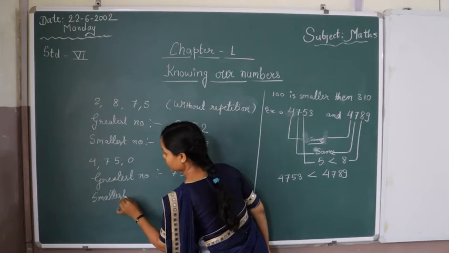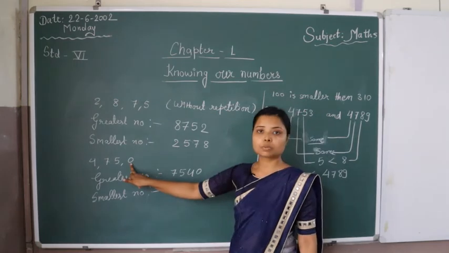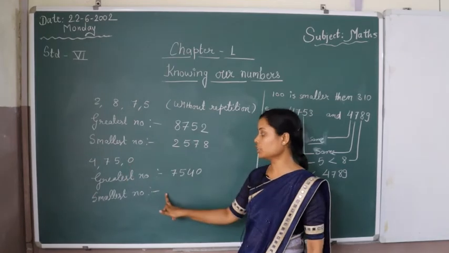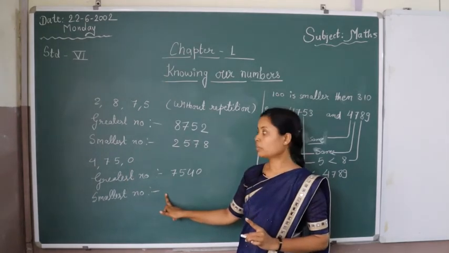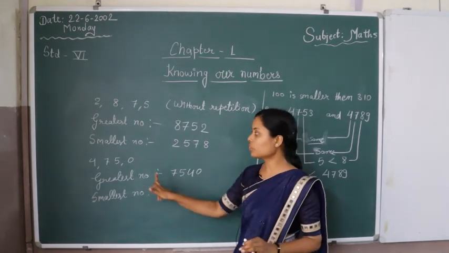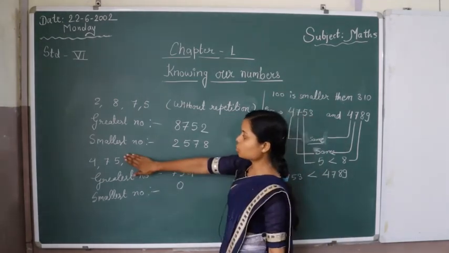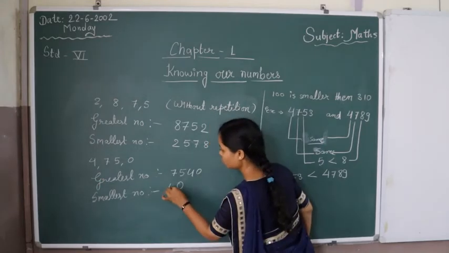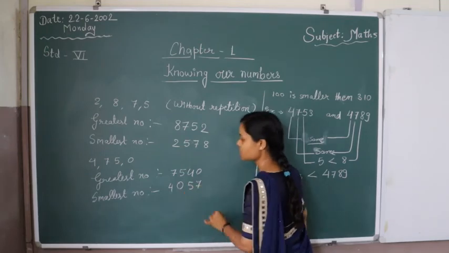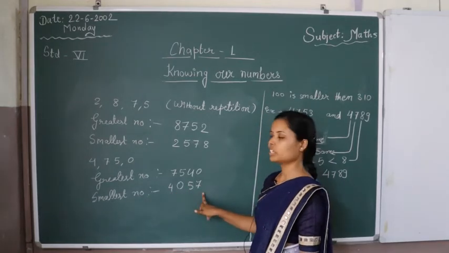Finding the smallest number, one thing is necessary to learn. The smallest digit here is 0, but we can't write 0 in the first place, because when we put 0 in the first place, it has no value. That's why we write 0 in the second place. Excluding 0, which is smaller? 4. So we write 4 in the first place. Then 5 and at last 7. So we got the smallest number, 4057.